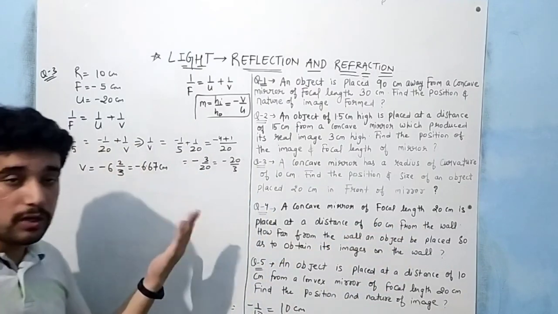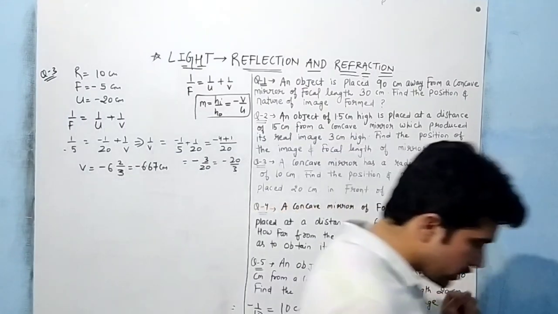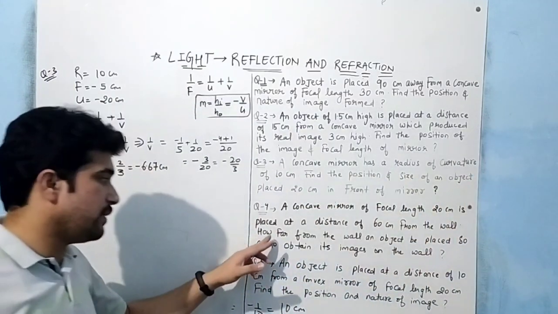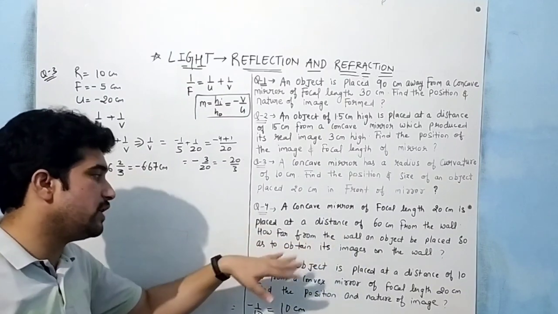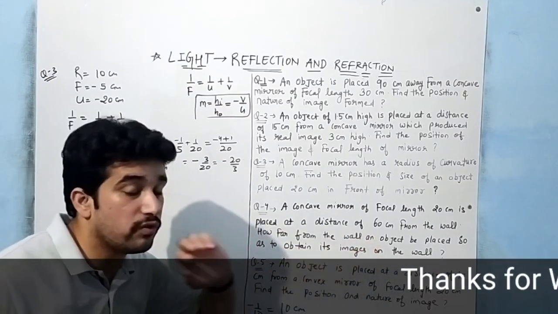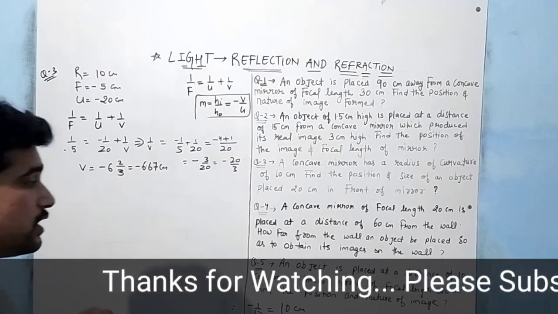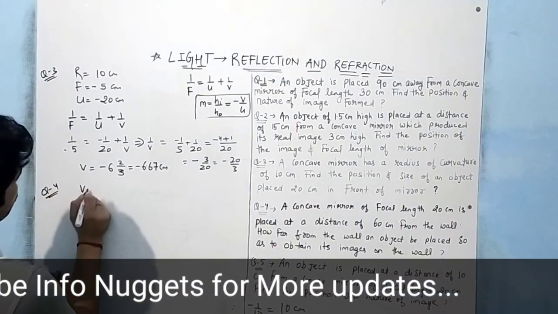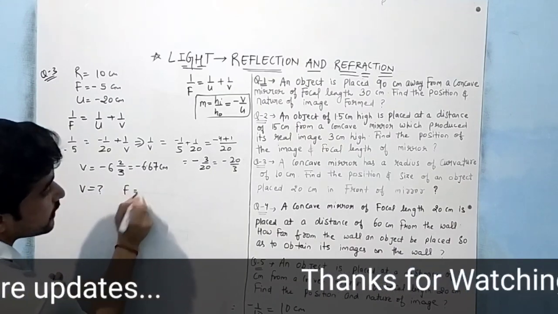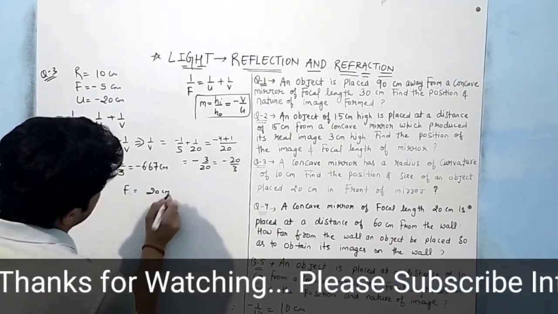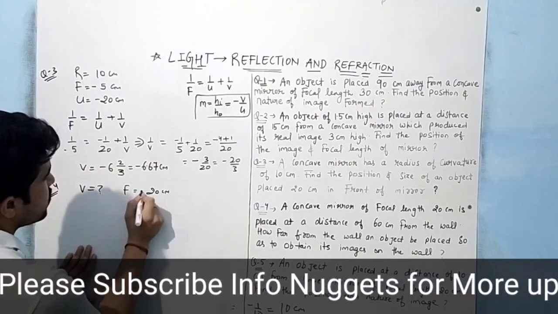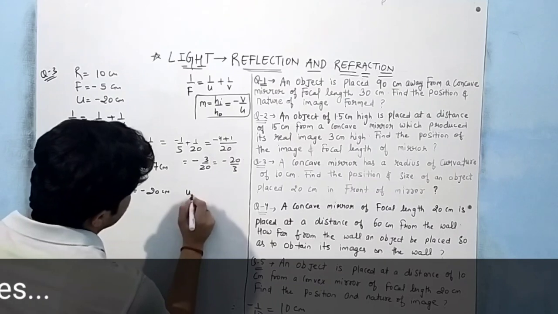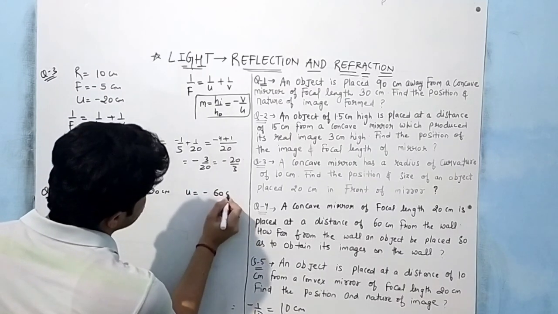So there is a wall, and a concave mirror is placed at a distance of 60 centimeter. How far from the wall should an object be placed so as to obtain its image on the wall? So what you have to obtain is its image. In this case you have to find the value of V, and F is given as 20 centimeter, and since the mirror is concave, you have to put the value of F as negative. One more thing they have given you: U is minus 60 centimeter.